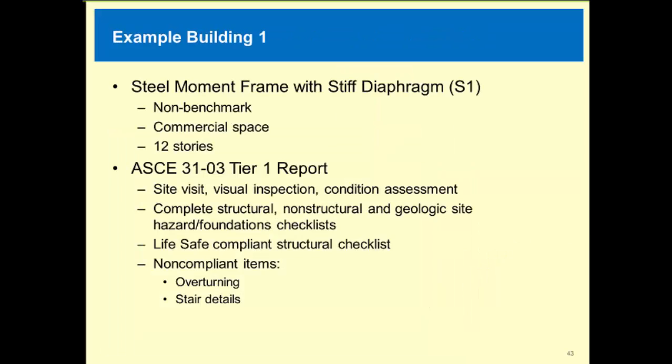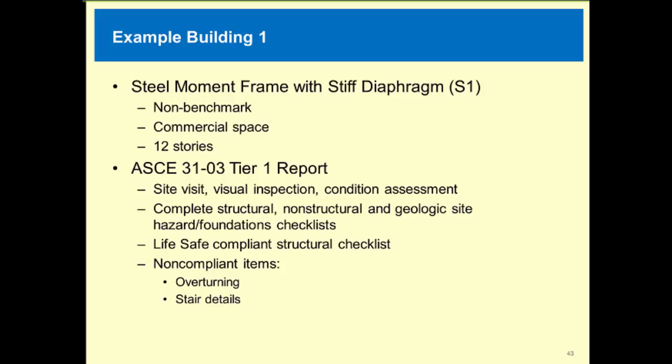So I'm going to go over not a very detailed example, but kind of a quick example building. I'll call it example building 1. We're going to use a steel moment frame building with stiff diaphragms. That's the ASC 31 building type. It's non-benchmarked. It's a commercial office space. It's 12 stories tall, kind of mid-rise.